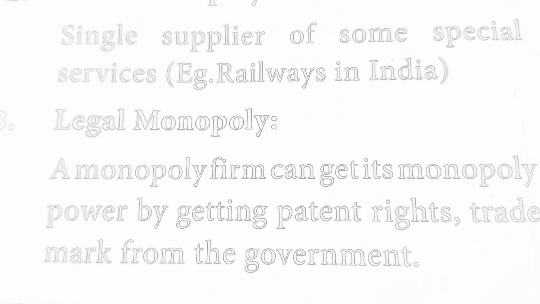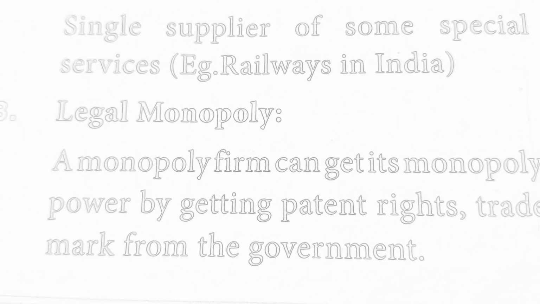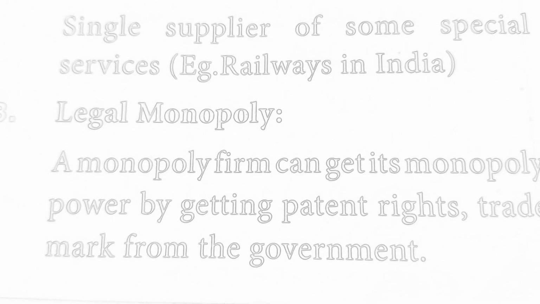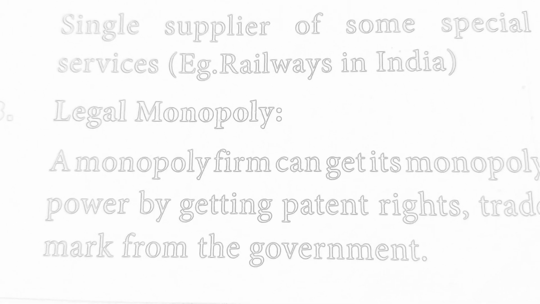Sources of monopoly power: natural monopoly, state monopoly, and legal monopoly. Natural monopoly is the ownership of the natural raw material. State monopoly means single supplier of some special service. Legal monopoly means a monopoly firm gets its monopoly power from the government.